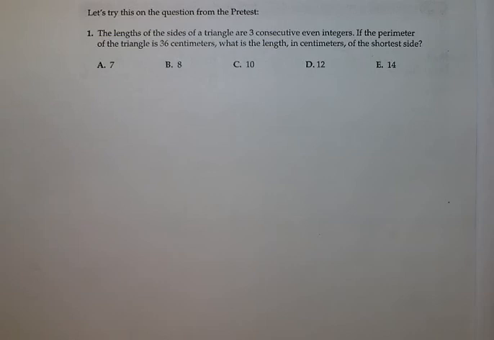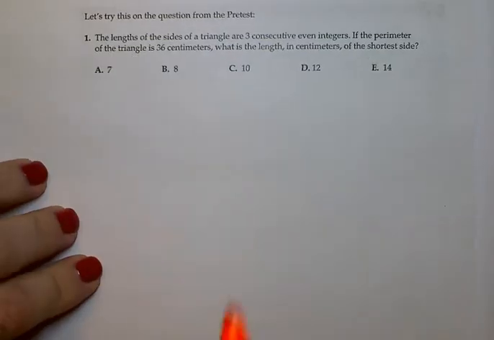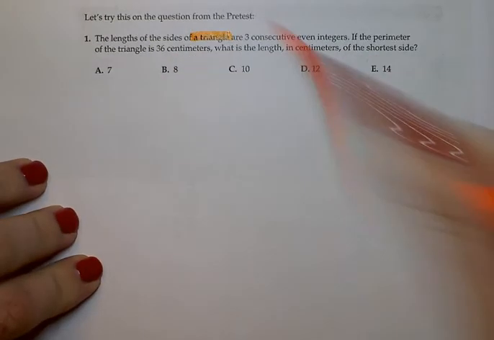Of the sides of a triangle are three consecutive even integers. If the perimeter of a triangle is 36 centimeters, what is the length in centimeters of the shortest side? Okay, we're looking at a triangle, so I'm going to make the shape of a triangle.